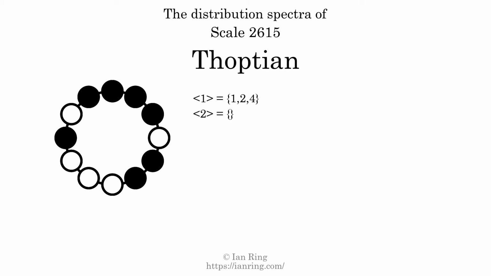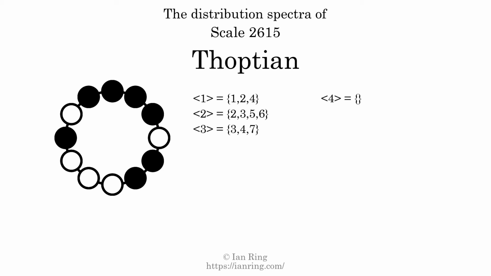The generic interval of two scale steps comes in four different specific interval sizes. 2 semitones, 3 semitones, 5 semitones, and 6 semitones. The spectrum width of this generic interval is 4. The generic interval of three scale steps comes in three different specific interval sizes. 3 semitones, 4 semitones, and 7 semitones. The spectrum width of this generic interval is 4.